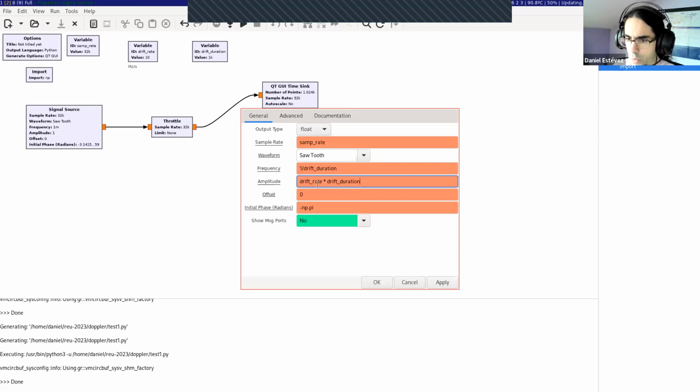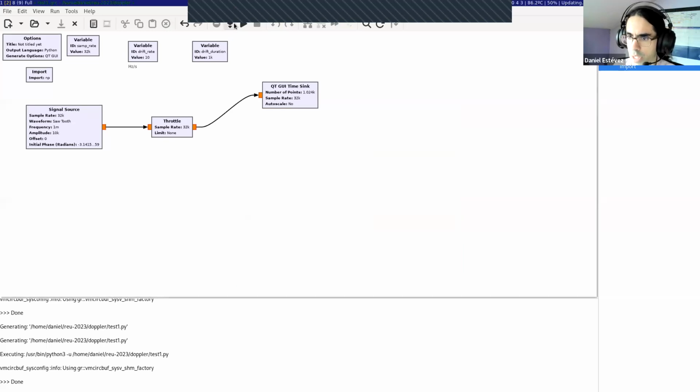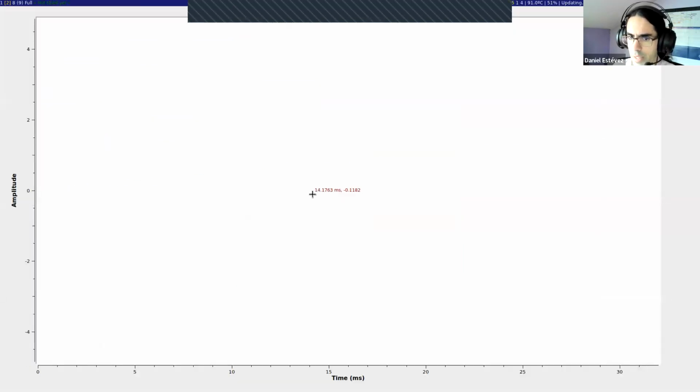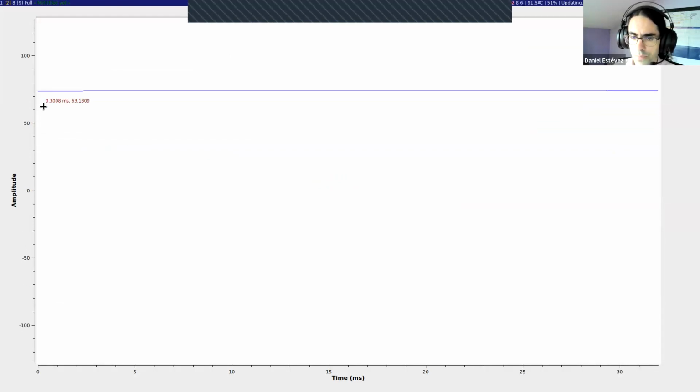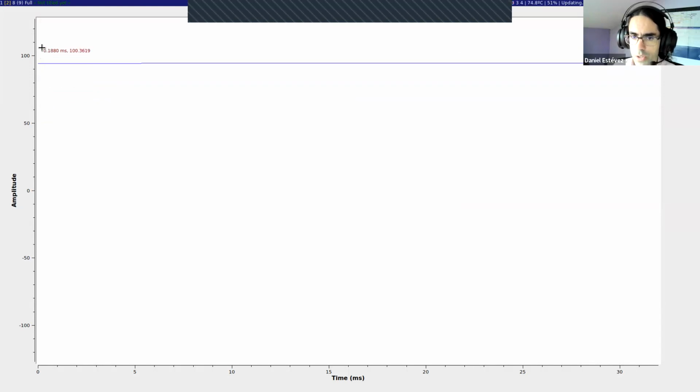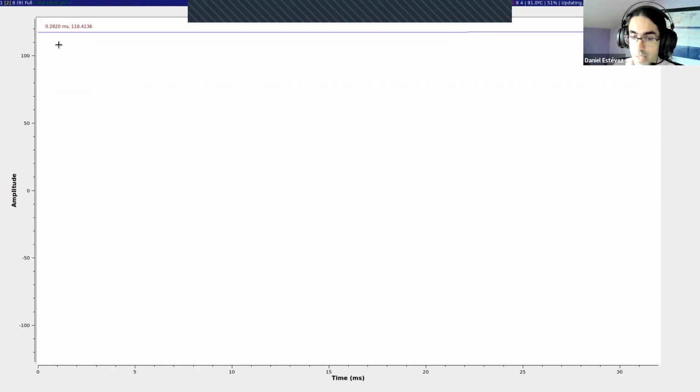So by doing so, we basically will see that now this increases at 10 hertz per second. So one division is 10 hertz. And hopefully you can see that this is increasing at 10 hertz per second.